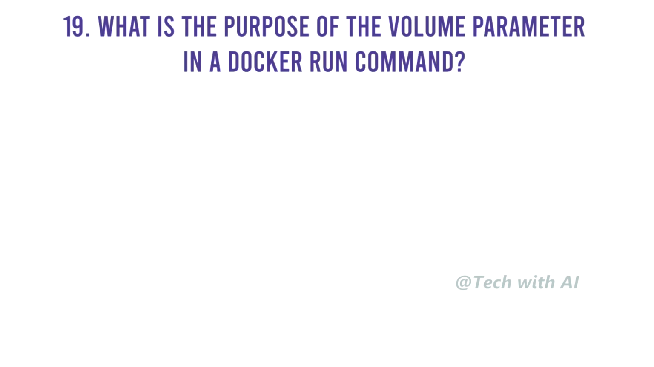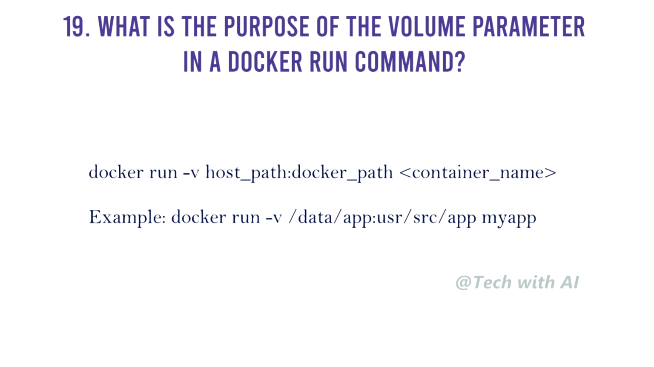What is the purpose of the volume parameter in a Docker run command? The volume parameter is used for syncing a directory of a container with any of the host directories. Consider the command as an example. docker run -v /data/app:/usr/src/app myapp. The above command mounts the directory data app in the host to the usr src app directory.